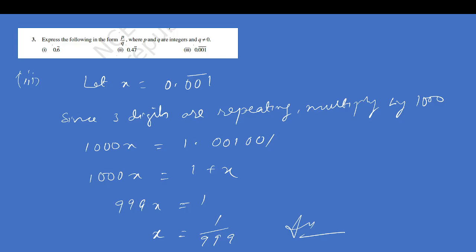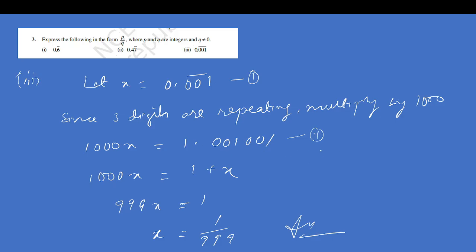Again, x is equal to 0.001001. Since 3 digits are repeating, we will multiply it by 1000. When you multiply by 1000, the point shifts three places, and again 001, 001. So 1000x is equal to 1.001001.